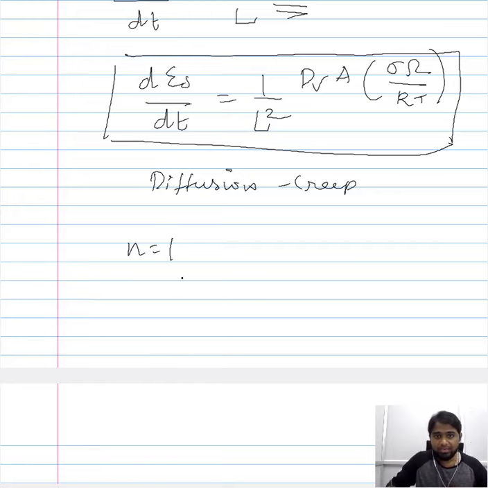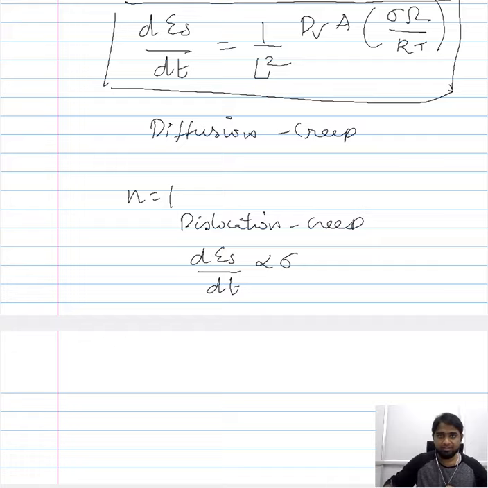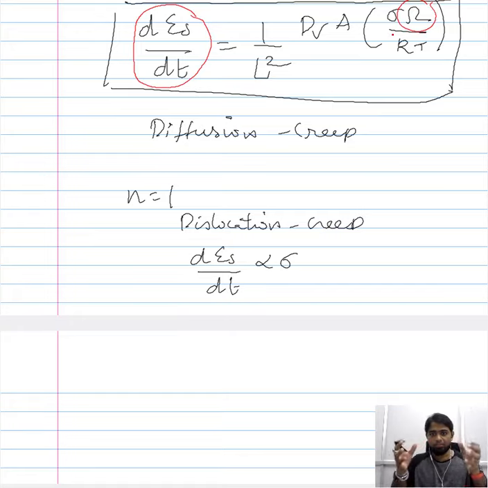So, we saw in case of the dislocation creep mechanism, when n is equal to 1, you have your steady state creep rate proportional to the stress. Similarly, in case of diffusion creep, we have a similar relation, maybe I will highlight it with a different color: the steady state creep rate is proportional to the stress here.